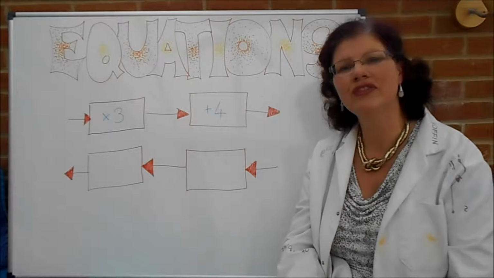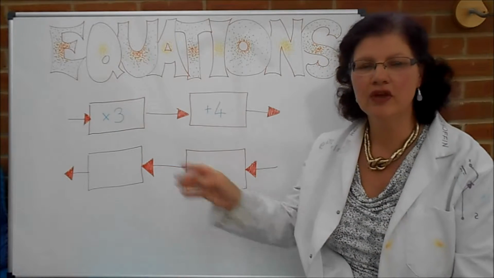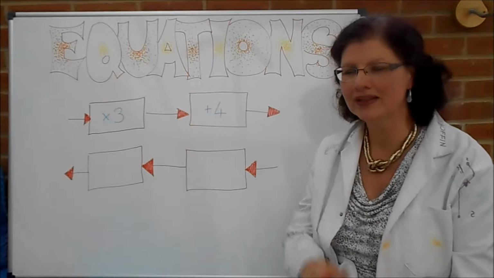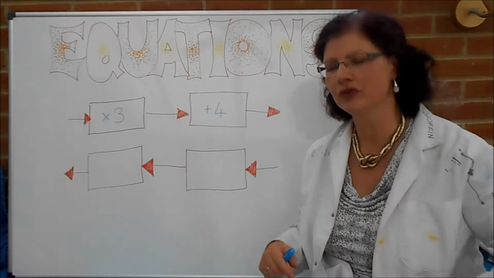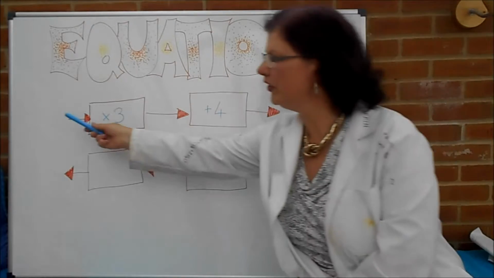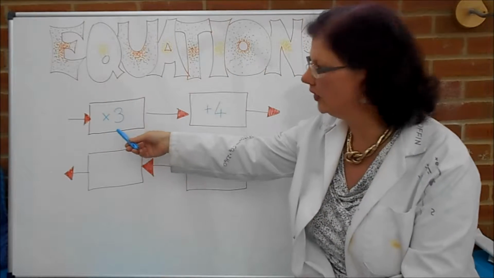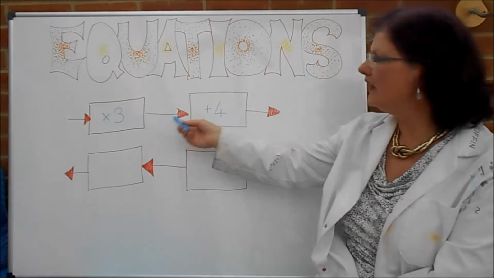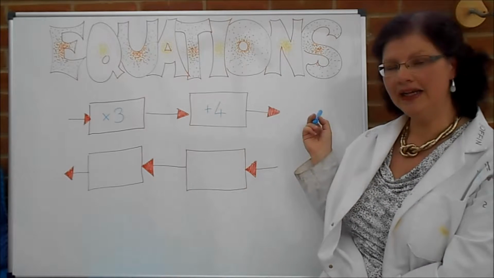We're going to start off today by doing some two-layer equations, and we're going to use these box machine type of things. In other videos later on we'll do them by balancing, which is the same maths, just written out differently. So here I've got a kind of machine. You put things in at this end and they go through this first box that does something to them. This one does a times by 3, and then it goes through another box. This one does an add 4, and it comes out the end.